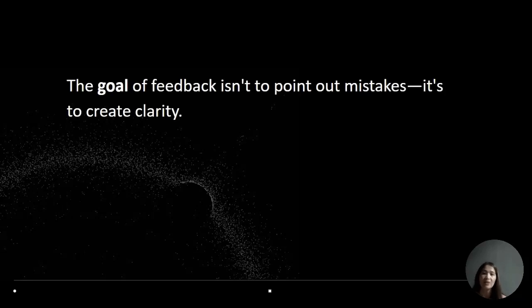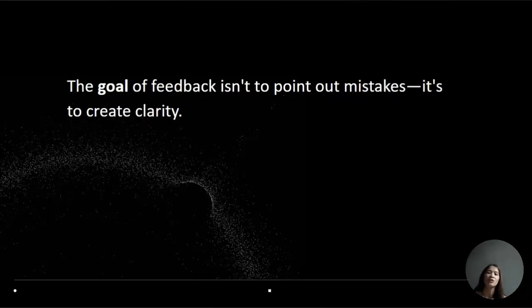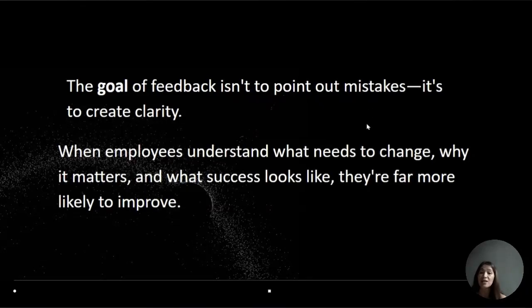I want you to understand first, what is the goal of effective coaching? Why are we coaching in the first place? Is it to pinpoint their mistakes, what they have done wrong, their attendance issue, their poor performance? Is that it? Well, I'd like you to understand that the goal is not actually to point out mistakes, but as a manager, you have to create clarity. When employees understand what needs to change, why it matters, and what success looks like, they're far more likely to improve.